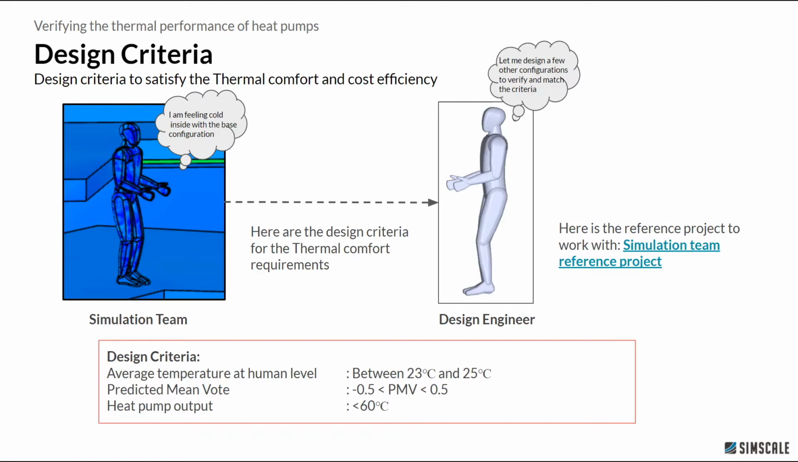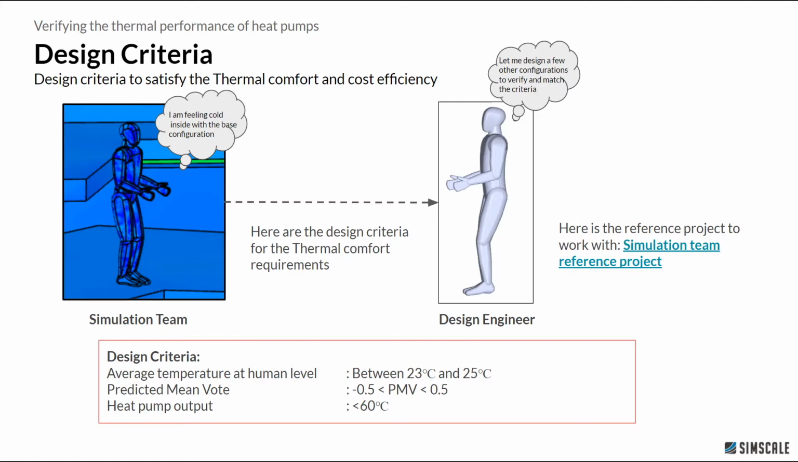Thanks, Noor. Now let's imagine the simulation team has found out that the base configuration is not sufficient to achieve the thermal comfort criteria. So they have come back to the design engineer, and now the simulation team is providing the design engineer with a set of design criteria that has to be achieved, and asking the design engineer to make design variations so that we achieve these thermal comfort parameters.